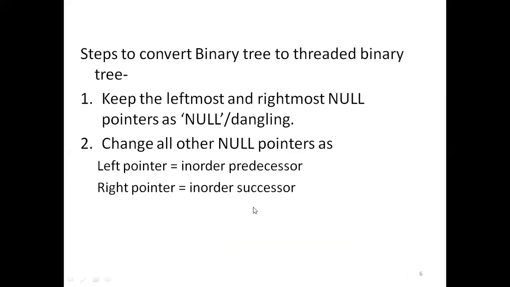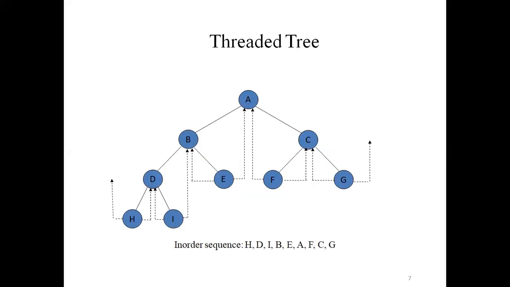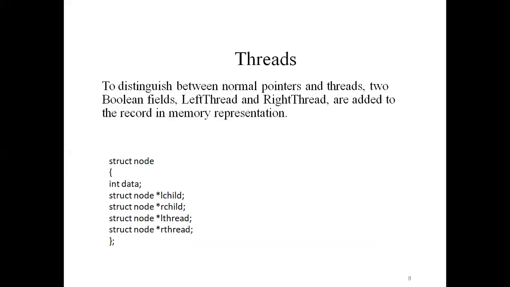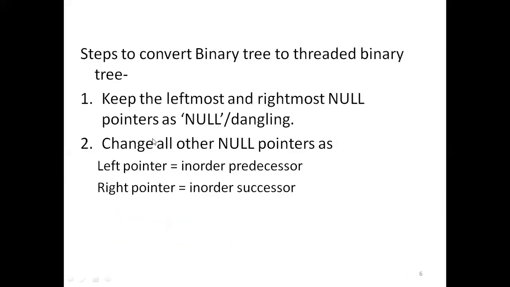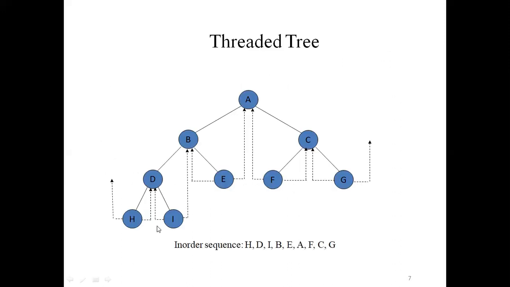So as the first rule says, keep the leftmost and rightmost null pointer as null or dangling. H's left field is the leftmost pointer, and G's right field is the rightmost pointer. Now they are kept as null or dangling. The second rule says, change all other remaining null pointers: a left null pointer will be replaced with the inorder predecessor of that node.